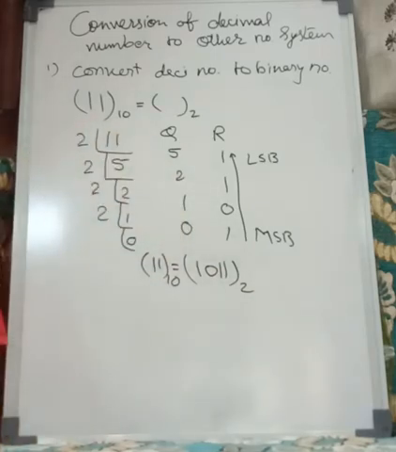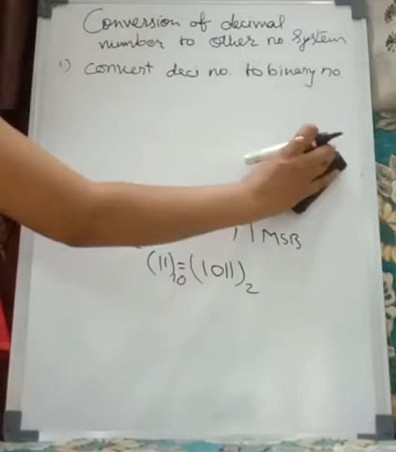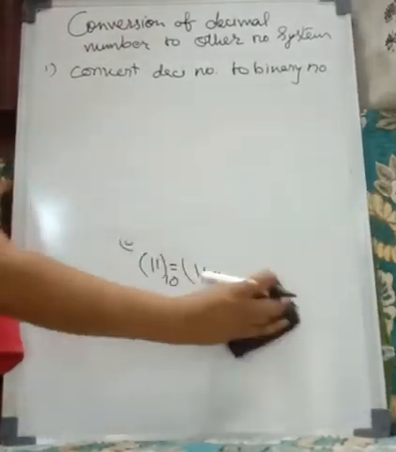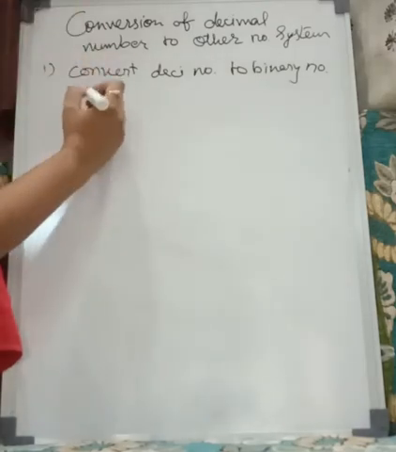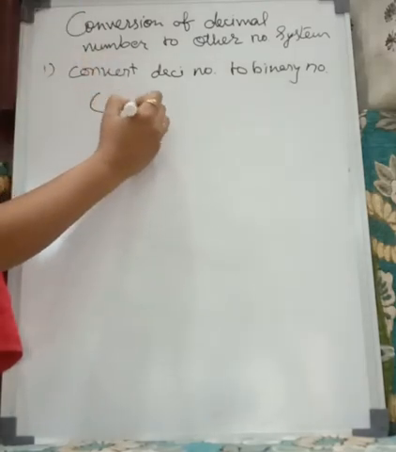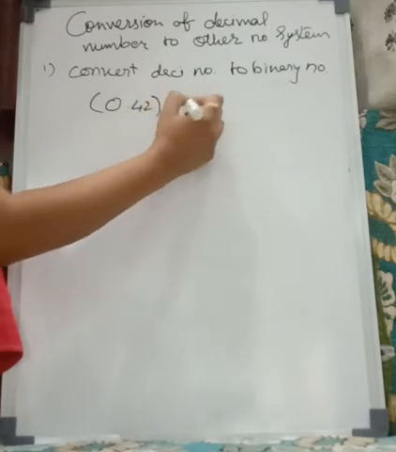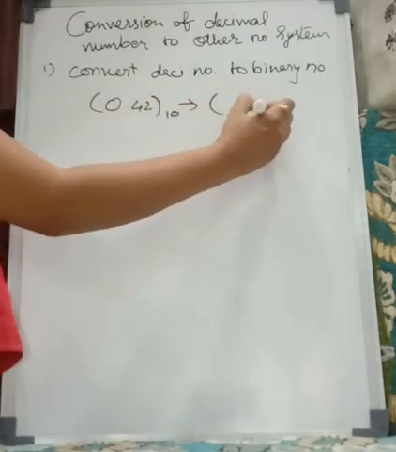Okay, suppose we have a fractional part, 0.42. Suppose we can have any number for this. Any number can be written for this. So suppose we take 0.42 and we'll see how to convert this fractional part into a binary number. So I have 0.42 decimal, and I am going to convert it into the binary number system.